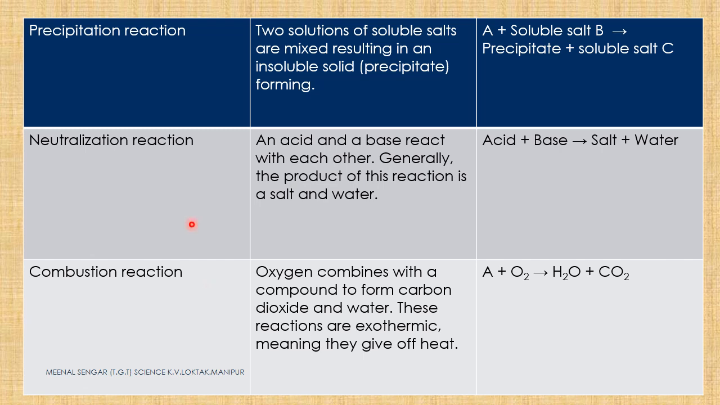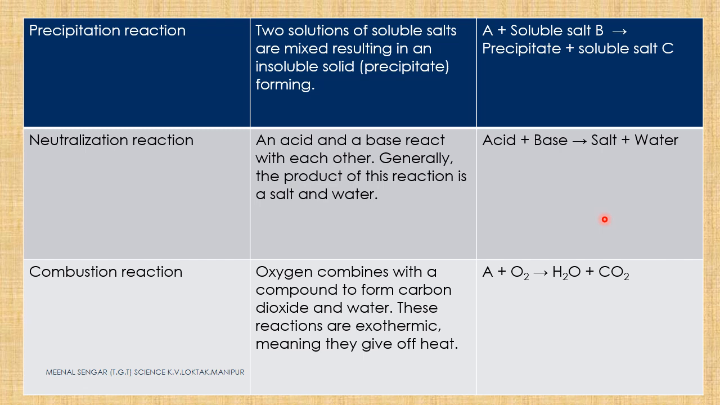Another one is the combustion reaction. Combustion reaction means oxygen combined with this. In a combustion reaction, the presence of oxygen is very necessary, because as you all know, oxygen helps in burning. Oxygen combines with a compound to form carbon dioxide and water. These reactions are exothermic in nature, meaning they give off a large amount of heat. This oxygen, when it reacts with any chemical substance, forms water and carbon dioxide.